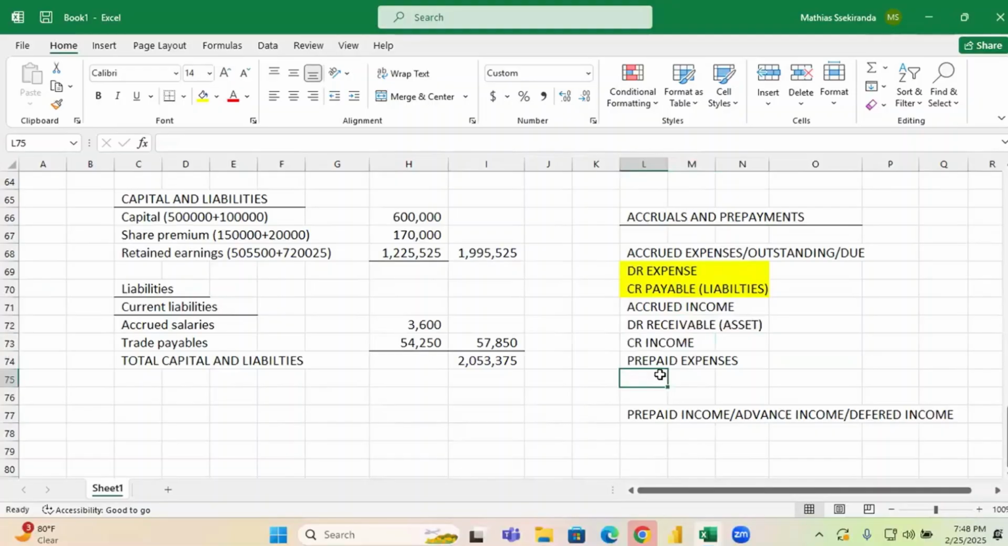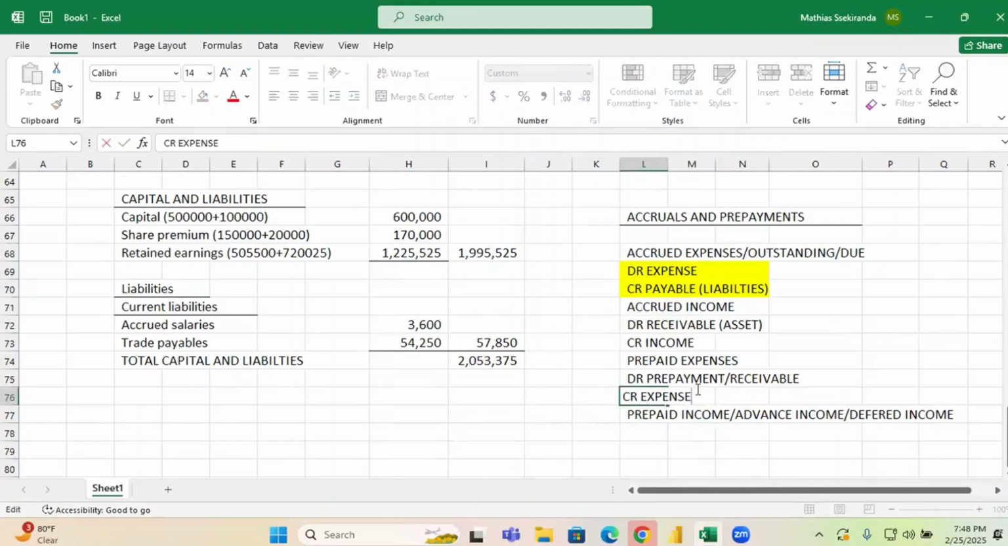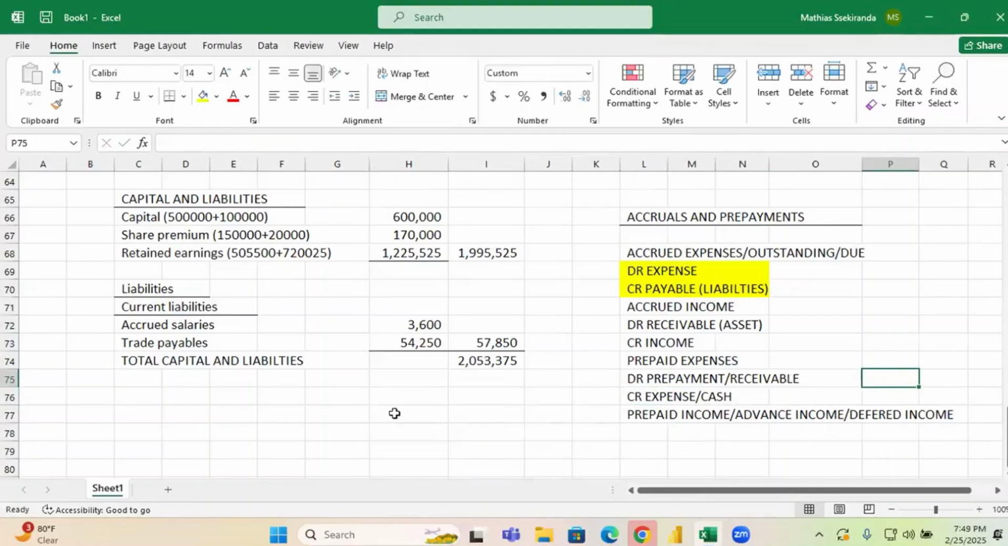Prepaid expenses, you've made expenses in advance. You have paid in advance. So it is an asset. So you debit the prepayment, okay? The prepayment, or what you call the receivable, because anytime you'll have to use your money, you have made the prepayment, is an asset to you, and then you credit the expense. You credit the expense to reduce the expense figure in case you have already entered it before, or you credit cash in case you are making a payment the first time.